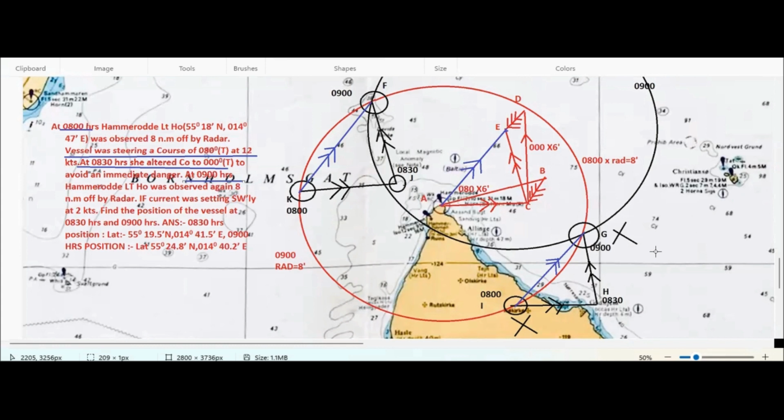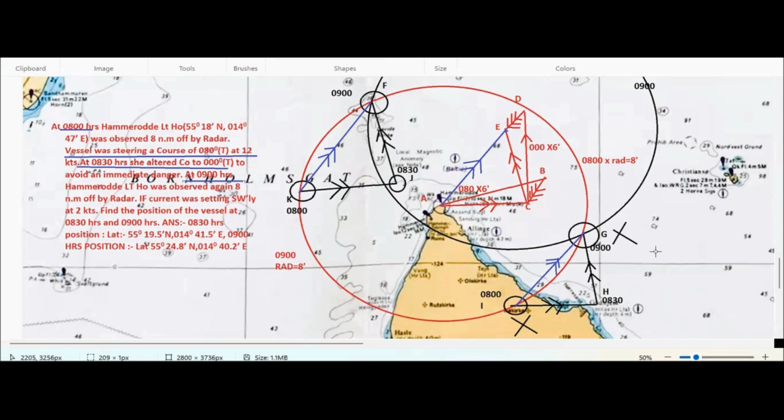Sir, looking at this question, how did you understand it is a transfer of position circle problem? Because two distances are given, at two different times. Distance may be the same, 8 miles off. But look at that, at 8:00 it was observed 8 miles by radar. This is one circle. And again at 9:00, the same line observed again 8 miles off. That means two circles. Distance may be same, may be different. But in this problem, it is the same. To confuse you, they made it the same.